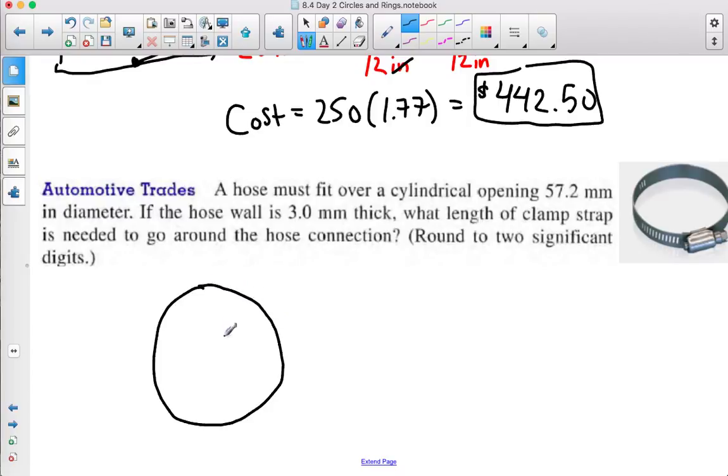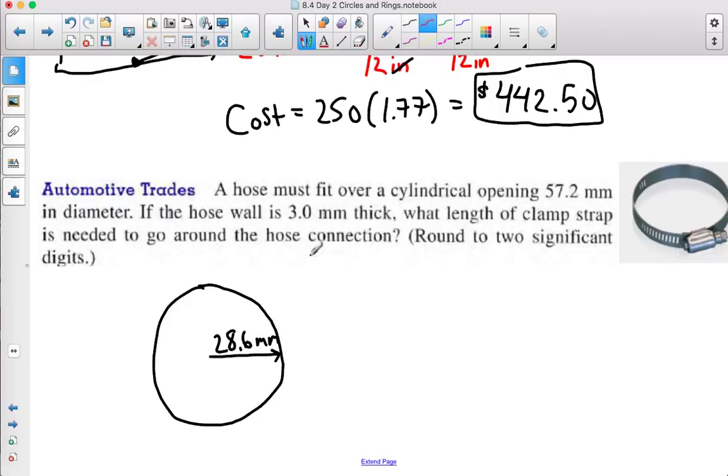If I look down the hose, in diameter it's 57.2. So its radius, and that's important, I'm just going to do it right now, cut that 57.2 in half because its diameter is 57.2. Its radius must be half of that. It must be 28.6 millimeters.